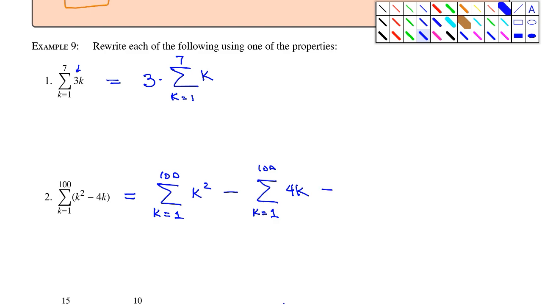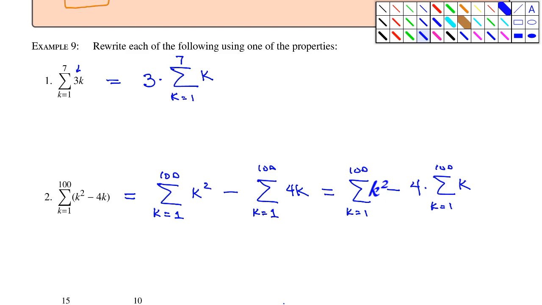Now, the first one is done. I can't do anything with that. But the second one has a multiplier that I can pull out to the front. But I only pulled it out in front of its sigma, not the entire set of things, because it's only the second term that's being multiplied by the 4, not the entire thing.